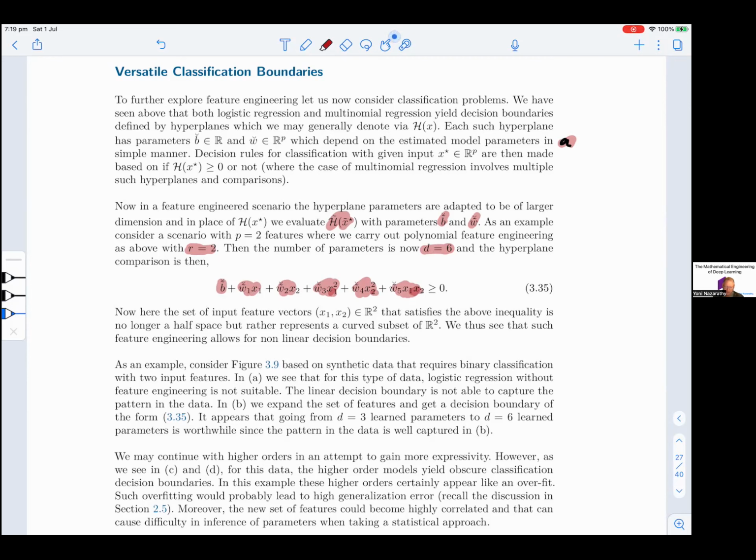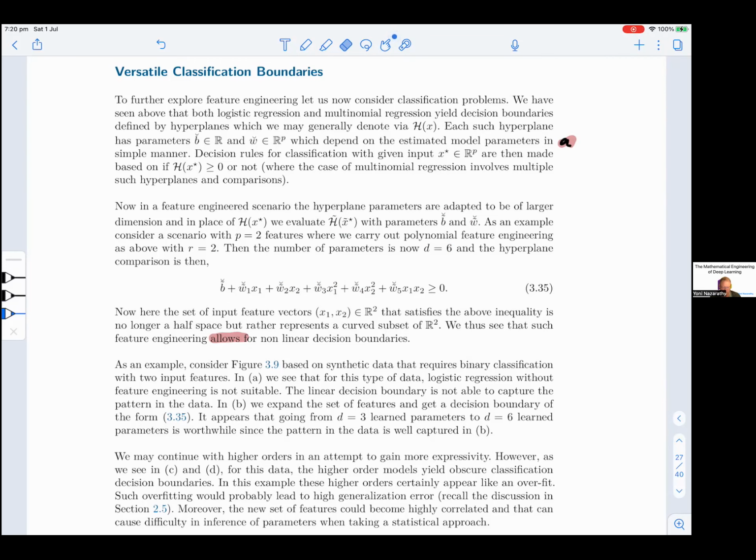Now here, the set of input feature vectors x1, x2 in R2 that satisfies the above inequality is no longer a half space, but rather represents some curved subset of R2. We thus see that such feature engineering allows for non-linear decision boundaries. Because this inequality, which is a decision boundary, is no longer an affine inequality of a half plane, because it has these quadratic terms and these product terms.